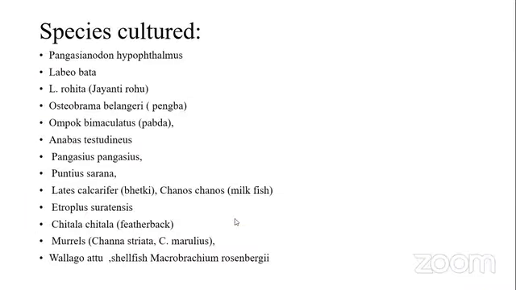Now, these are the various species which can be cultured. Any species can be cultured. It depends on the nearest market and the consumer's preference. But nowadays, Pangasius is highly in demand for cage rearing.